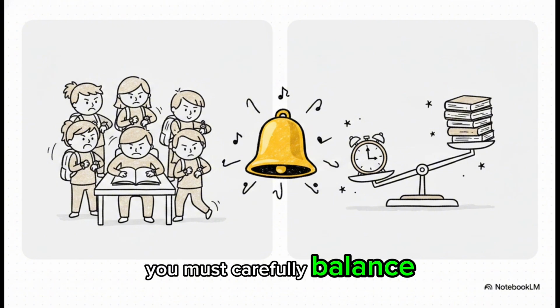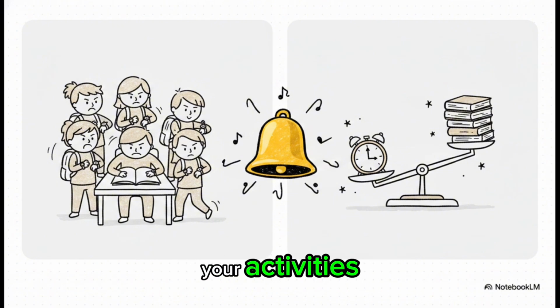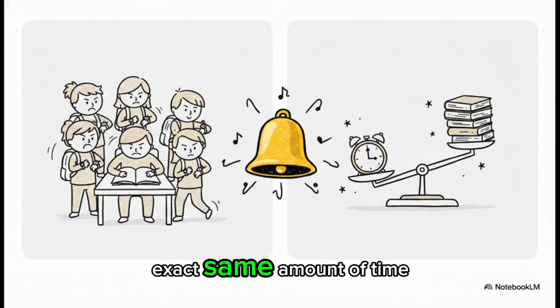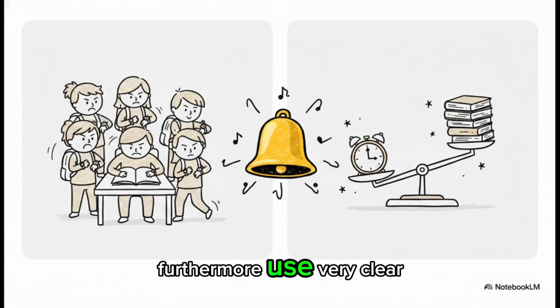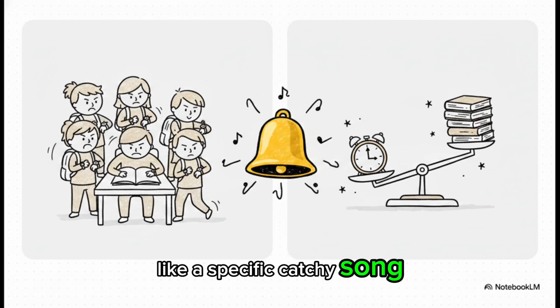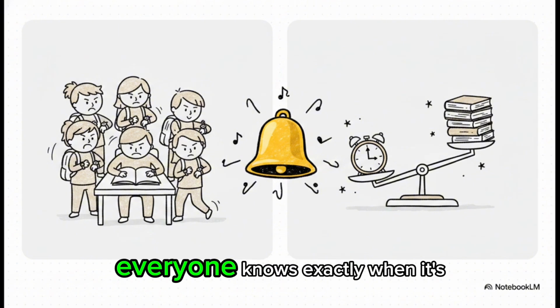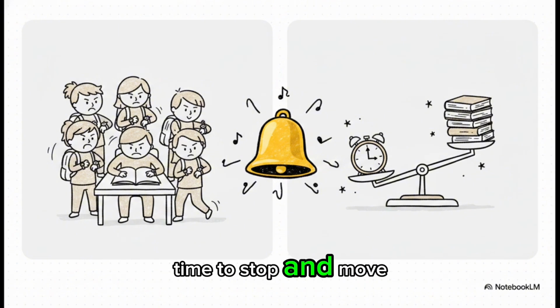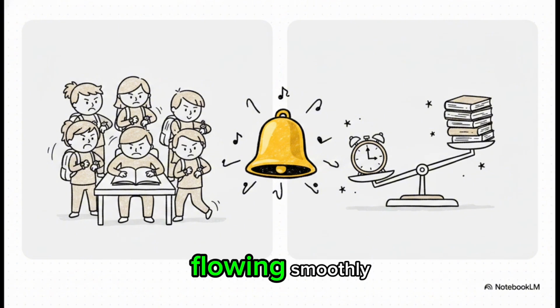You must carefully balance the difficulty level across all your activities so they take roughly the exact same amount of time. Furthermore, use very clear, perhaps even fun sound signals, like a specific catchy song or a loud bell, so absolutely everyone knows exactly when it's time to stop and move. This keeps the whole room flowing smoothly.